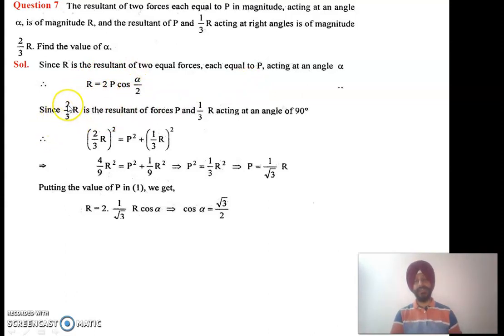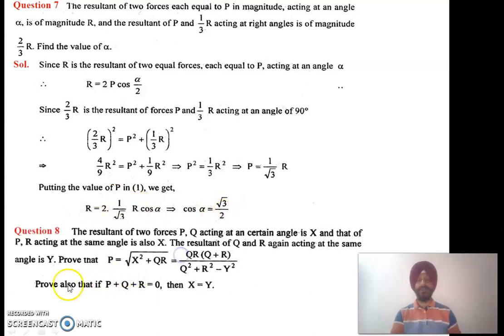And secondly, when we have 2 by 3 R as the resultant of forces, one force is P and the other force is 1 by 3 R acting at an angle 90. Again we use the same formula. So R square is equal to P square plus Q square plus 2PQ cos alpha. But alpha is 90, so that term is 0. So R is here 2 by 3 R, P is P and Q is 1 by 3 R. So on simplification we got P is equal to 1 by root 3 R. Now putting this value here, we got R is equal to 2 into 1 by root 3 R cos alpha. R cancels. So cos alpha is equal to root 3 by 2.